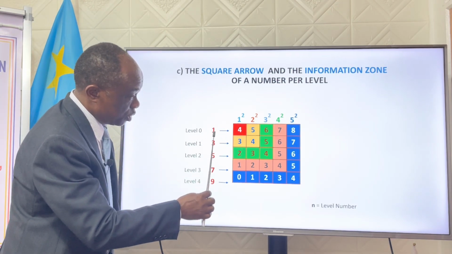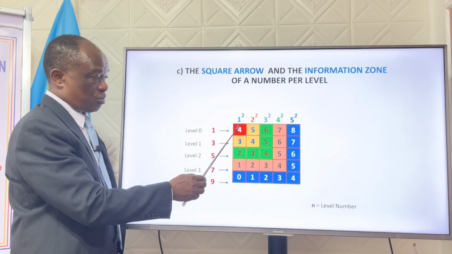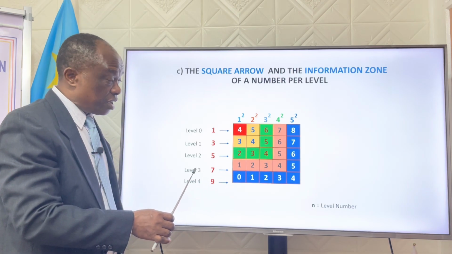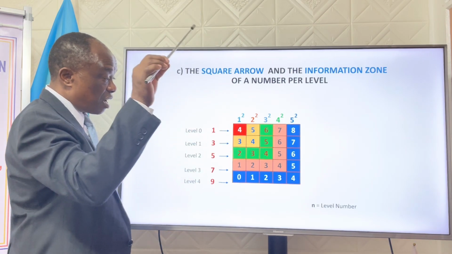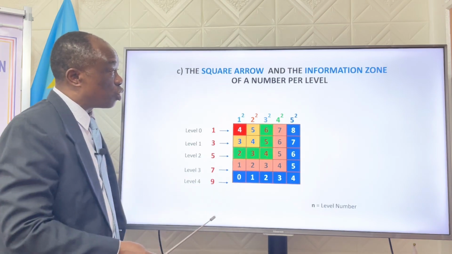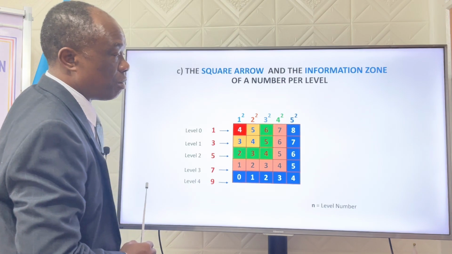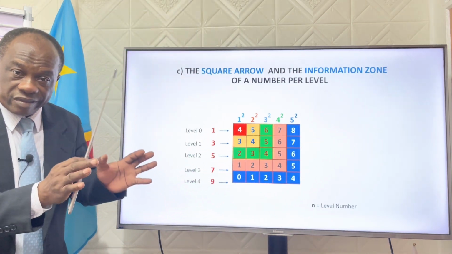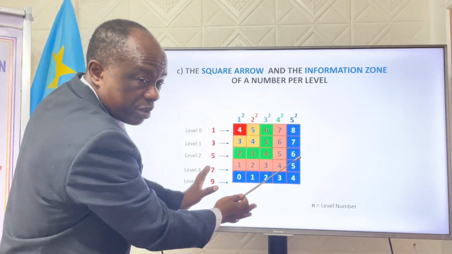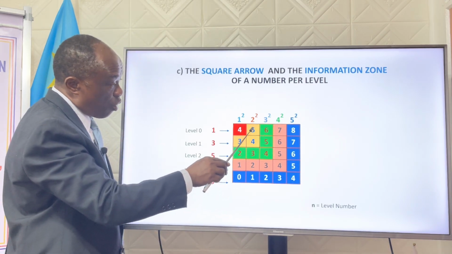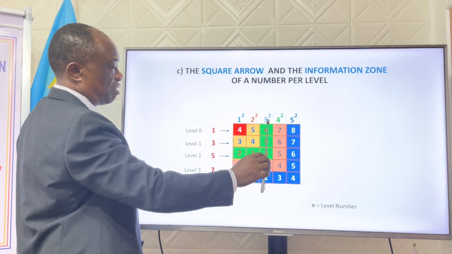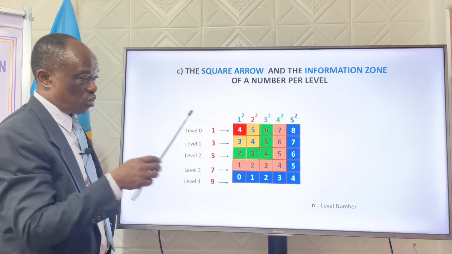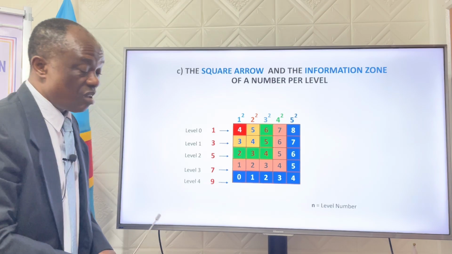You see, as we go, we start with 1 location. Then in the projection, because we are talking about the projection of a number, when you go to the second level, you form again another square. So we are adding what we call the square arrow. The square arrow gives us what we call the information zone about the level or the whole number. Here it is the whole number, 4, but per level, as we go here, we have 2 squared, 3 squared, level 2, level 3, and level 4. So level 4 is the maximum. That's why it gives us what we call the information zone.